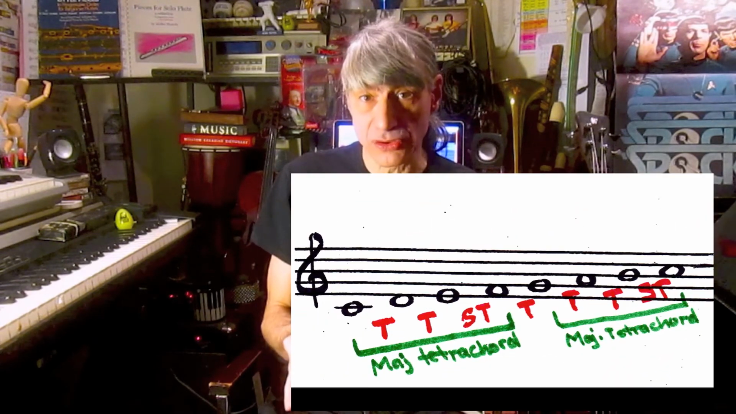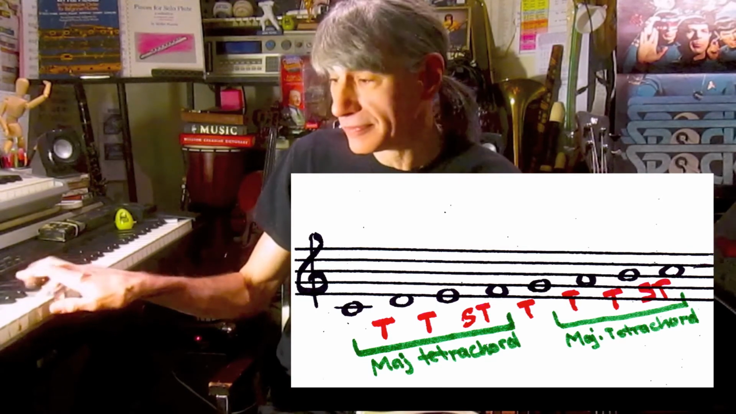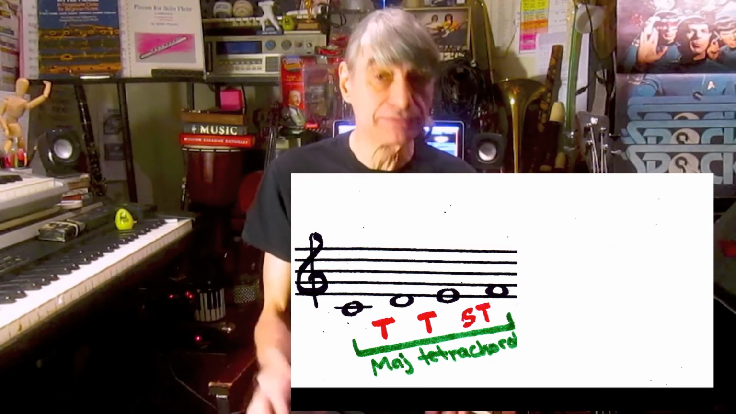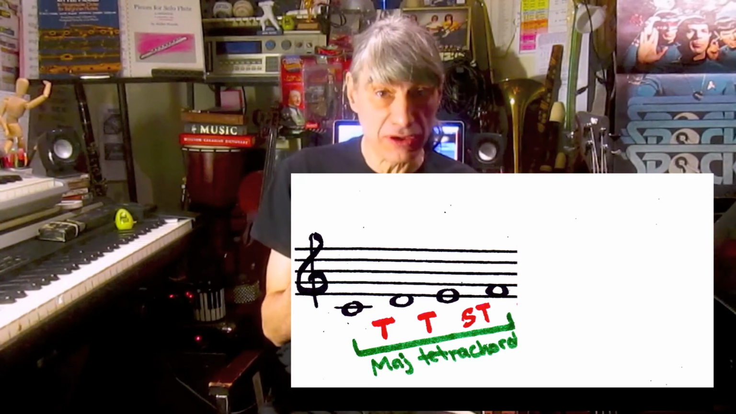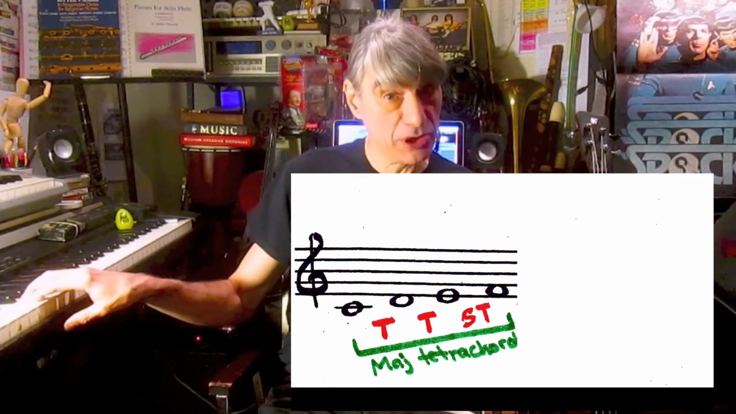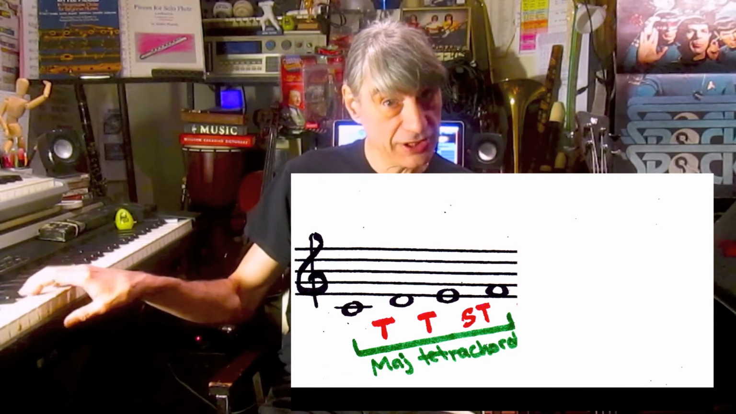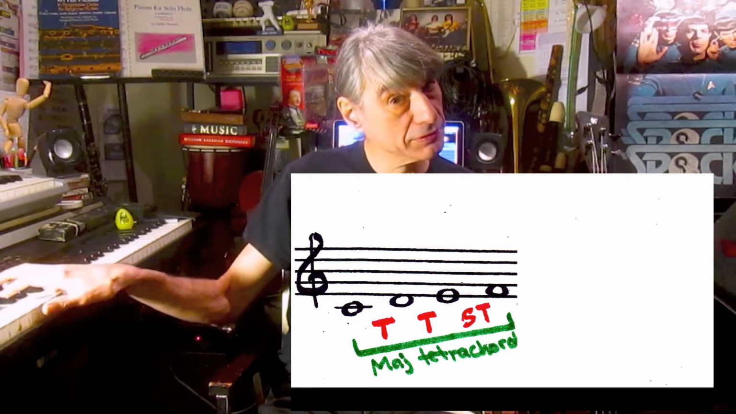If we take a look at the key of C major, as we've seen when we were looking at the scale, it consists of 2 what we call tetrachords. A tetrachord is a 4-note group that makes a little melody. And they realized that the major scale was one of these, what we call a major tetrachord, which is starting on a note, and then we go up a whole tone, and then we go up a whole tone, and then we go up a semitone.